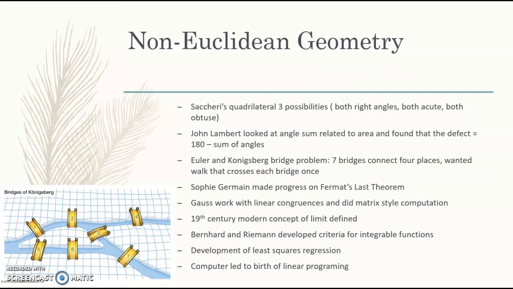Okay, non-Euclidean geometry. Saccheri came up with a quadrilateral with 3 possibilities. Either the two angles are both right angles, they are both acute, or they are both obtuse. And he used contradiction proofs, which ends up being a little messy when he tries to prove this. We also have John Lambert. He looked at the sum of angles related to the area and found that the defect is equal to 180 minus the sum of the angles.